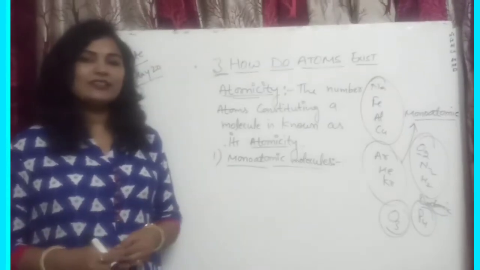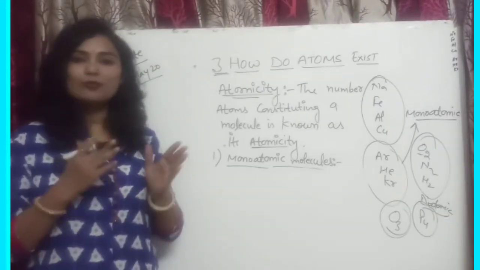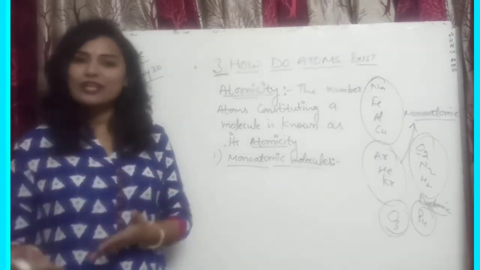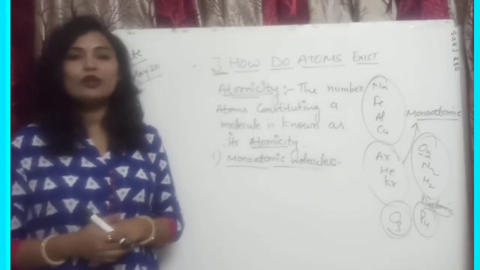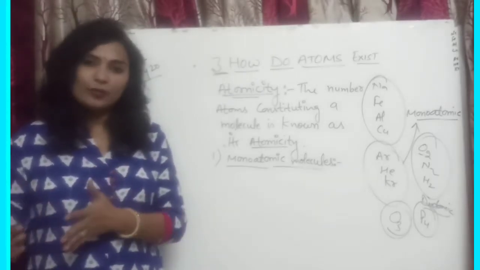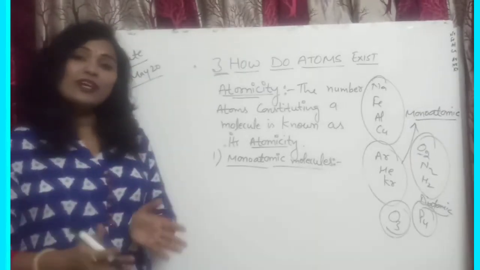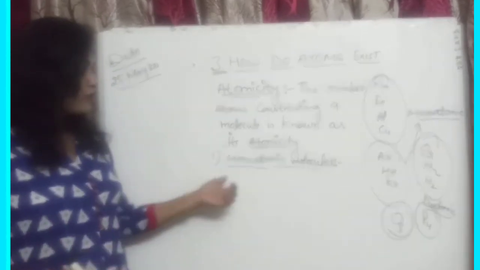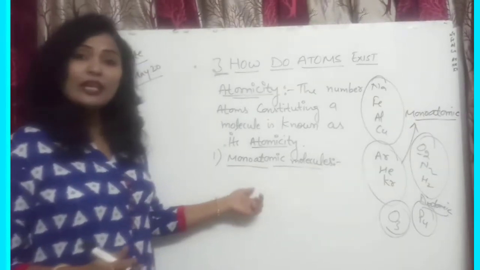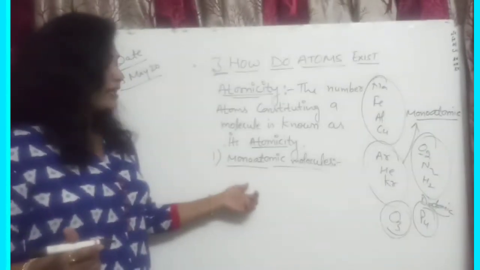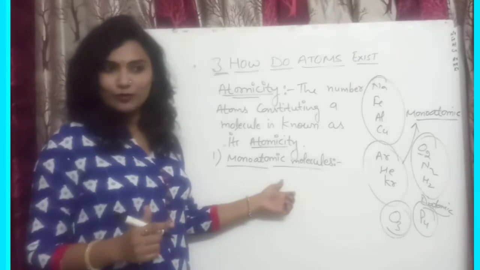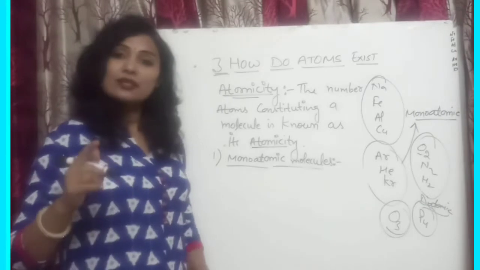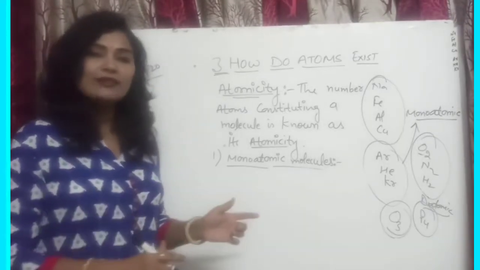So let us discuss the different types of molecules: monoatomic, diatomic, triatomic, tetraatomic, octaatomic, or you can say polyatomic molecules. Actually, more than 4 atoms are known as polyatomic molecules. So first let us take the monoatomic molecules. If the atomicity of the molecule is 1, then they are said to be monoatomic molecules. Mostly noble gases exist as single atoms, so these are monoatomic molecules.